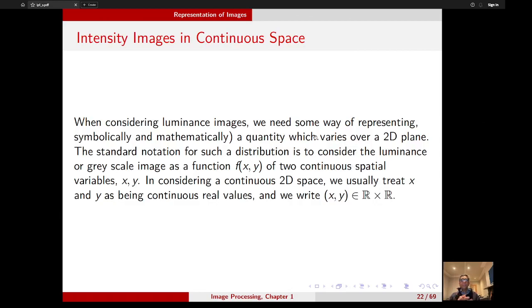So let's move on. Next, we're going to talk about how we represent on paper a continuous field of intensity and how we might represent a continuous field of color.